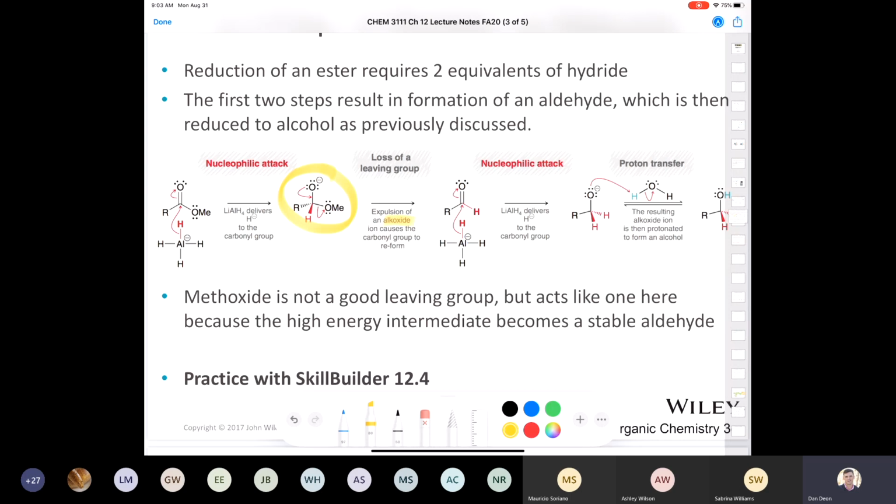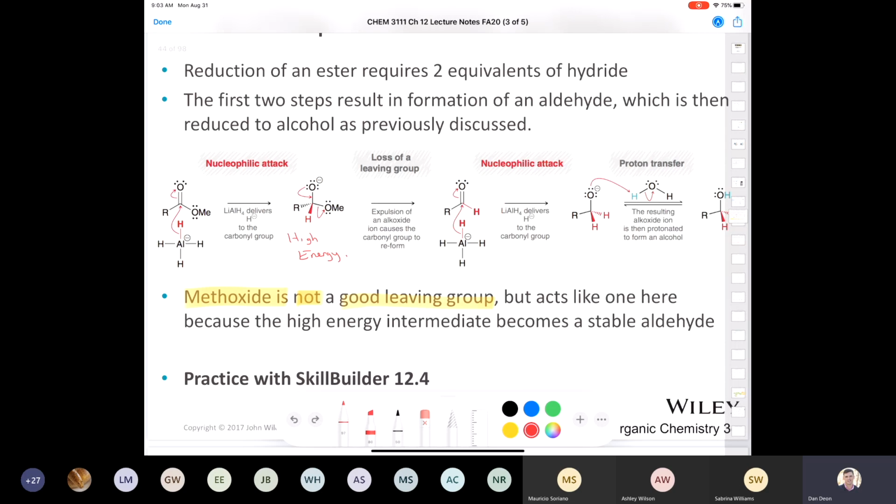And if you're thinking, Mr. Deon, alkoxides aren't good leaving groups, well, you'd be in the right place. And it even addresses that here. It says methoxide is not a good leaving group, but it can be a leaving group here because this intermediate right here is so high energy. It is a high enough energy intermediate that you lose the alkoxide, and then you end up with an aldehyde, and then that gets reduced. So there you go. That's the mechanism.